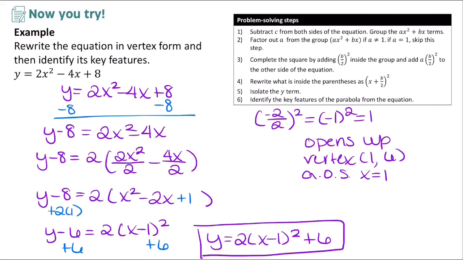Since the x term is being squared, we know that is a vertical parabola. Since a is greater than 0, it opens up. The vertex will be at (1, 6), and since this parabola opens up, the vertex is going to be a minimum. The axis of symmetry will be at x equals 1.